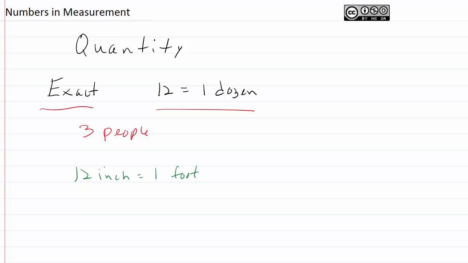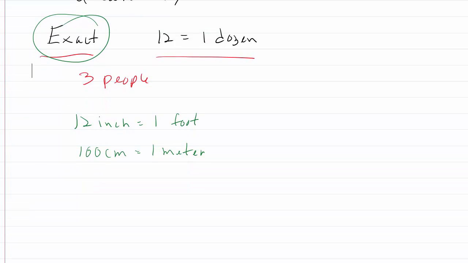This is an exact known quantity. 100 centimeters in 1 meter. An exact quantity by definition. A meter is 100 centimeters. A centimeter is 100th of a meter. Okay, so these are perfect numbers. They're perfectly exact. More often we run into inexact numbers.